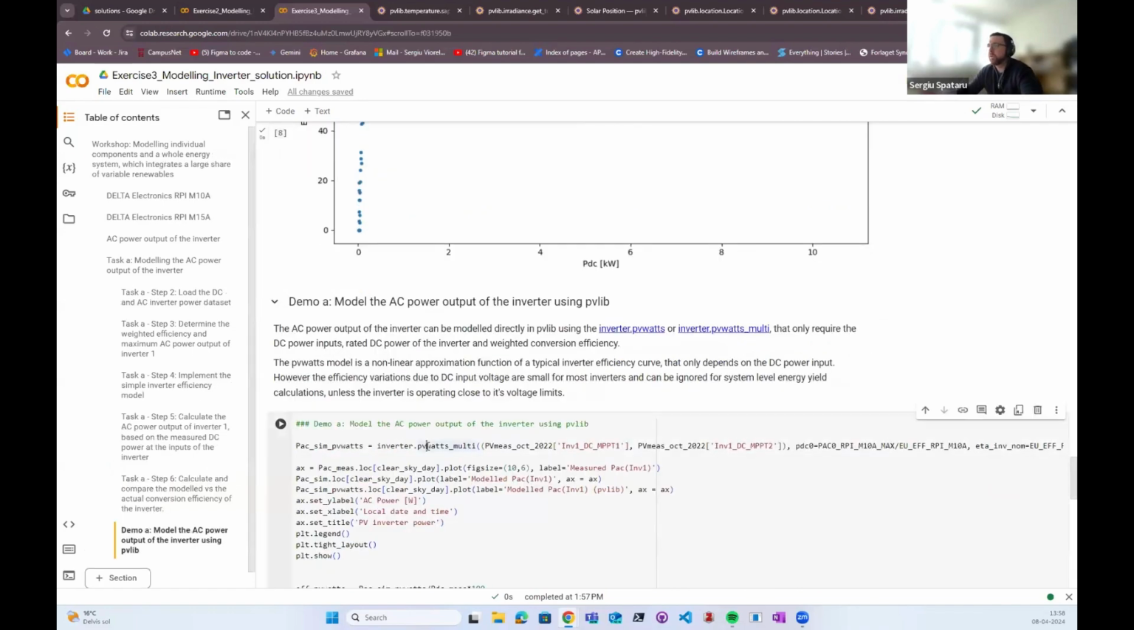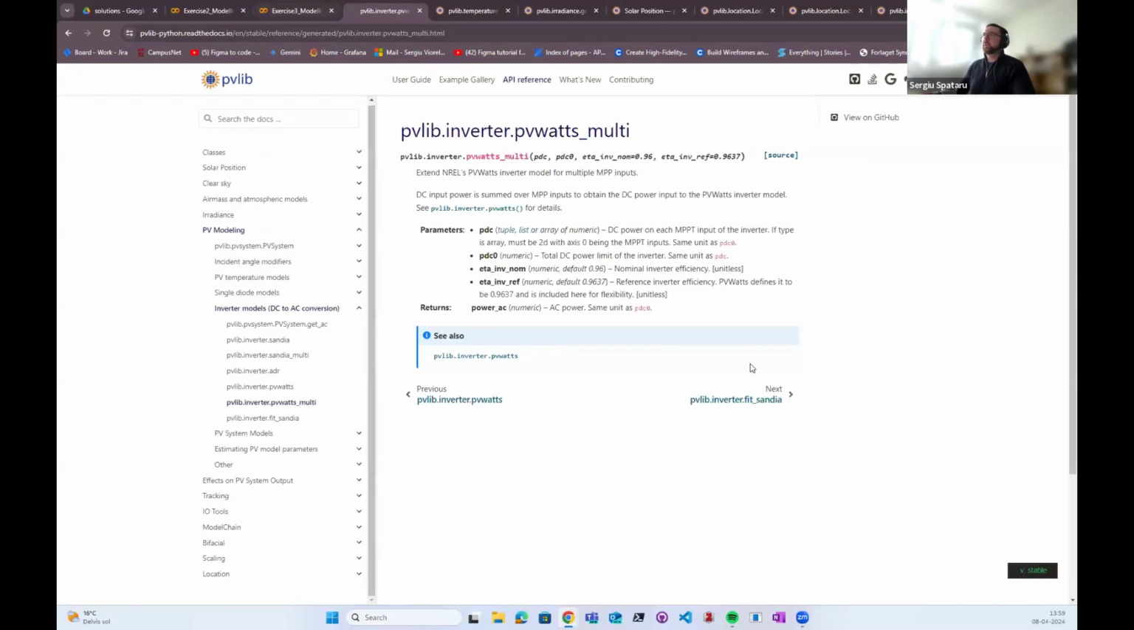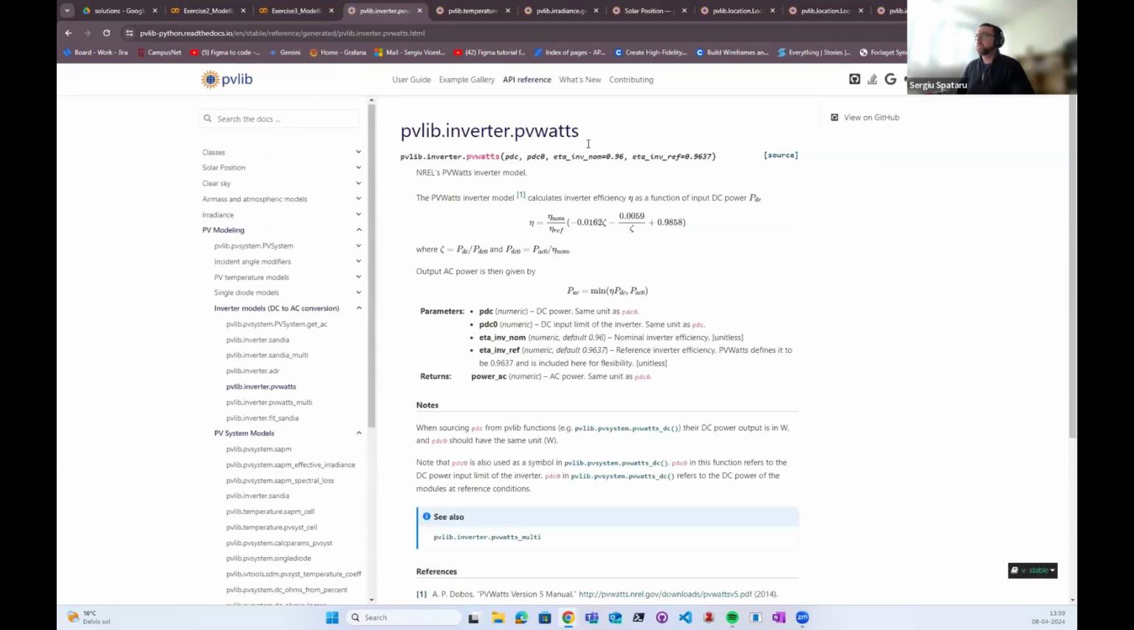Now PVWatts also has some simple models for modeling the inverter, and a very good one is the PVWatts or the PVWatts multi. The difference between these two is that the multi can take inputs from several MPPTs. Let's have a look at this one. The equation is slightly different for the PVWatts model than what we are using. They use a nonlinear efficiency model. We use a linear assumption.